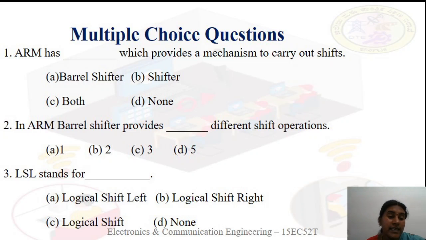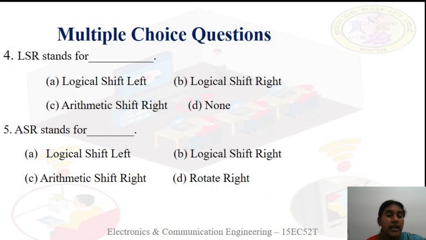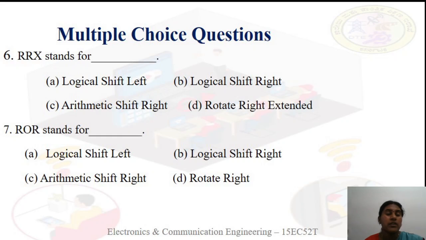Next one, LSL stands for. LSL means logical shift left. So the answer is A. Next one, LSR stands for. LSR means logical shift right. LSL means left, LSR means right. So the answer is B. ASR stands for arithmetic shift right. So the answer is C.